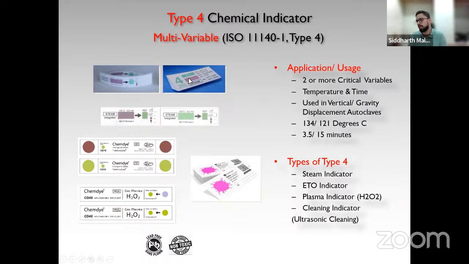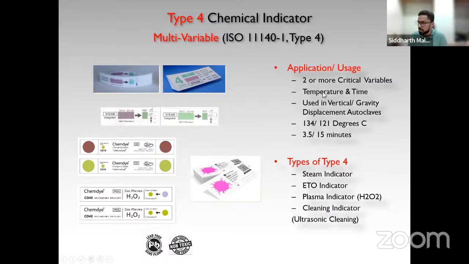So if you are putting this inside your vertical autoclave inside a drum, and if you are able to achieve a good temperature, that is 121 or 134 degrees Celsius for say a specified time of 15 or 20 minutes, this type 4 indicator is going to pass. That means the original color may change from purple to green. That means it has been sterilized. You can be sure that it has been sterilized.